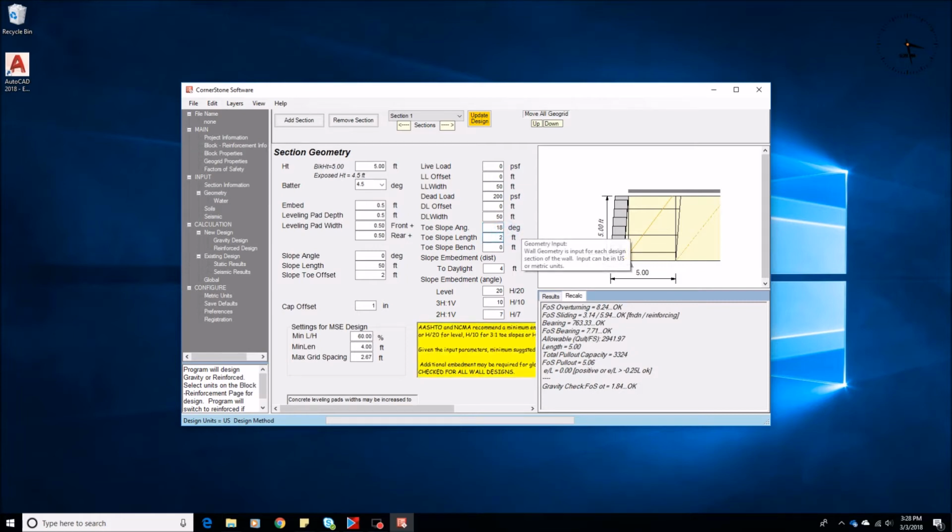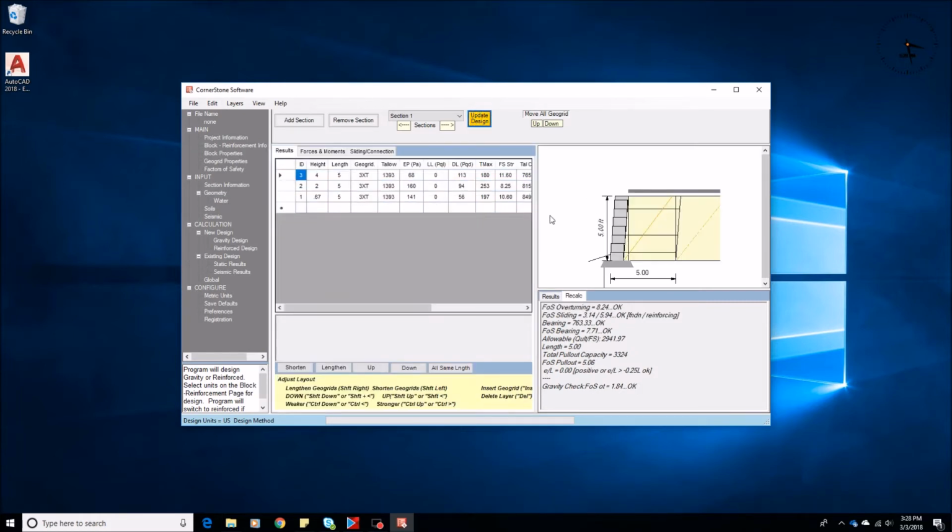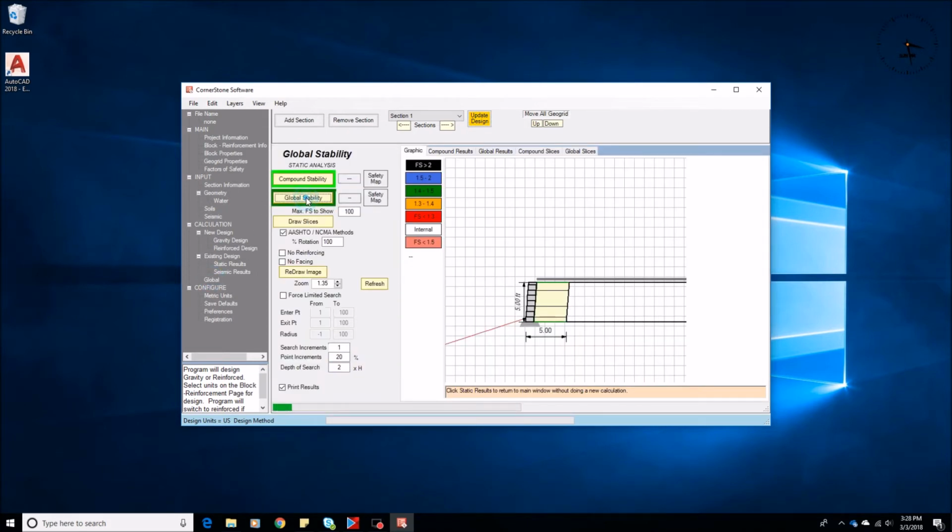Now we'll take it a long 20-foot slope down there. We update the design. See our slope coming down. We check our global, 1.17. That doesn't meet the factors of safety.